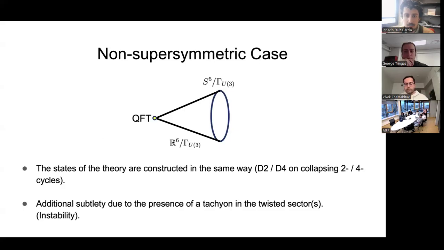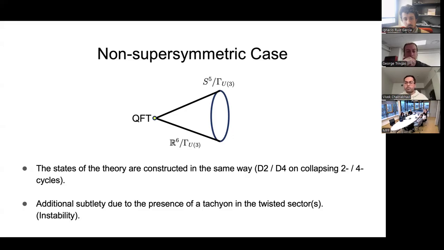So that was the supersymmetric setting. What happens when I remove the supersymmetry? Well, now the only difference is that the orbifolding group is some more general subgroup of U3. However, everything else is pretty much analogous, right? So the QFT is still at the tip of the cone. The states of the theory are constructed in the same way. I still have D2s and D4s, wrapping collapsing 2 and 4 cycles.